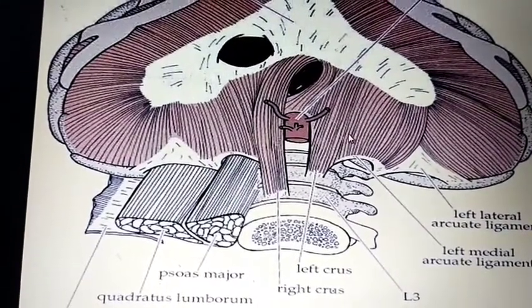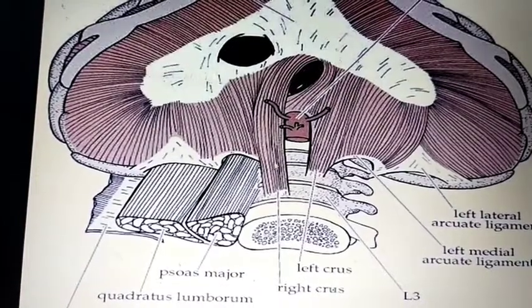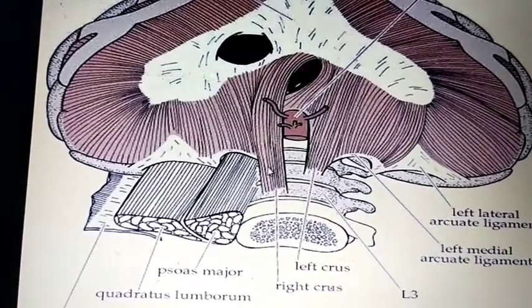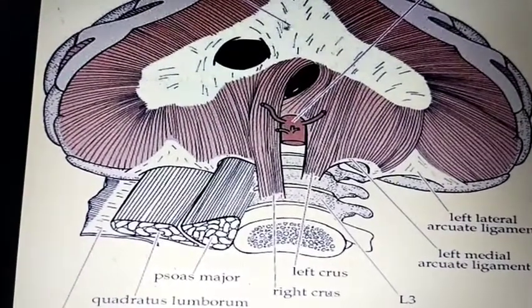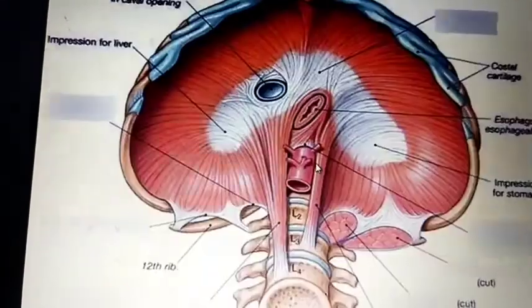This is the diaphragm, and what you are seeing here are the crus. This is the right crus and this is the left crus. Okay, you can go to the next slide.